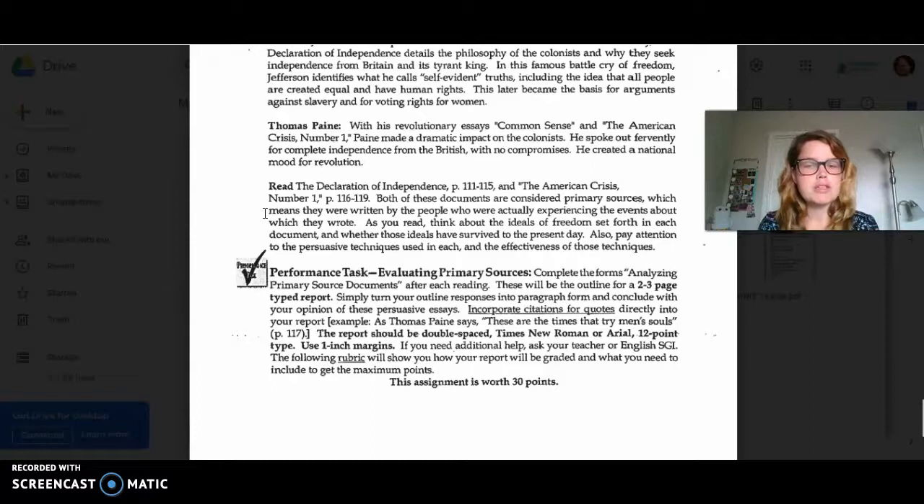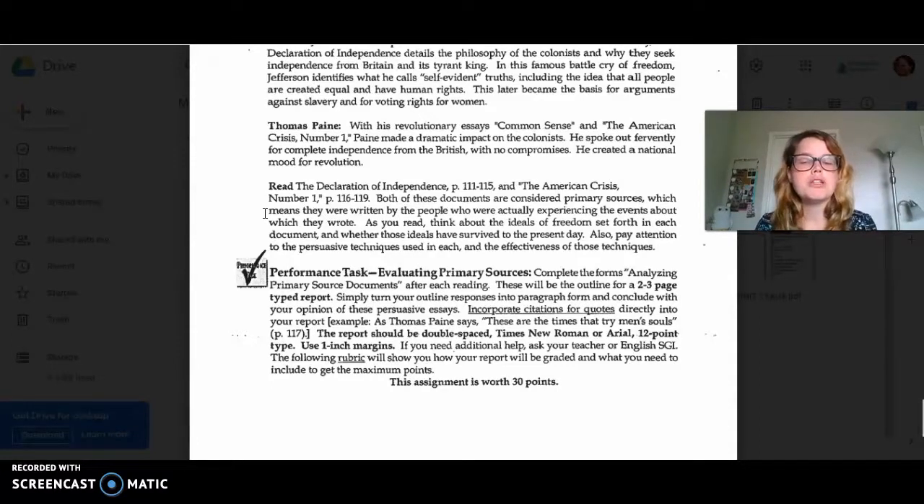So incorporate citations into quotes directly into your report. So as Thomas Paine says, they give you an example there. Because you put Paine earlier, that means you don't have to put it in the citation. There also shouldn't be a P in there. I don't know who wrote this. It wasn't me, because I know there shouldn't be a P before the page number. We know that that's the page number because that's common formatting.